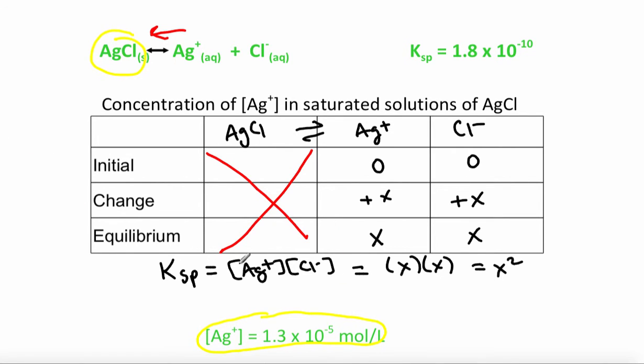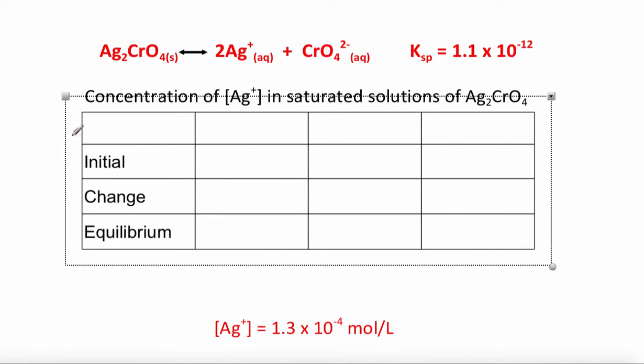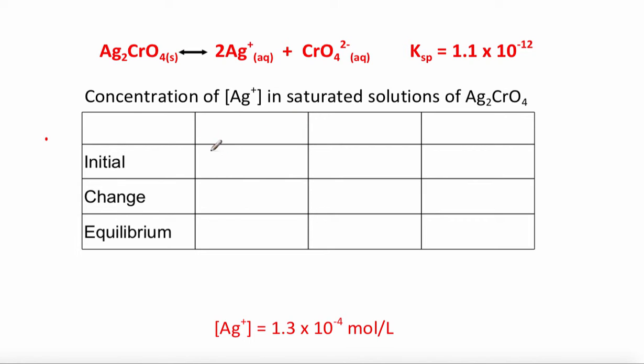If we do the same analysis, so remember this number, 1.3 times 10 to the minus fifth, we do the same analysis now for silver chromate. And what we'll see is a slightly different value, which I don't think will be surprising. So if we imagine making a silver chromate saturated solution, we would start with silver chromate, put it in some water, and let it come to equilibrium.